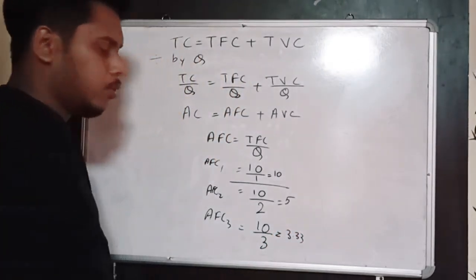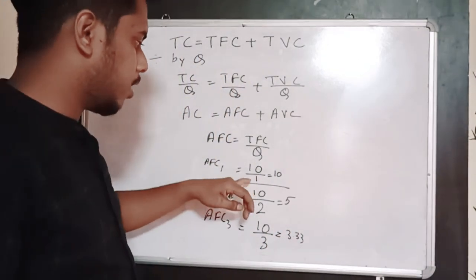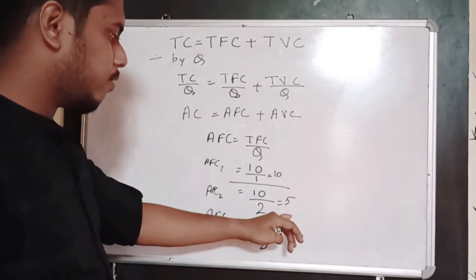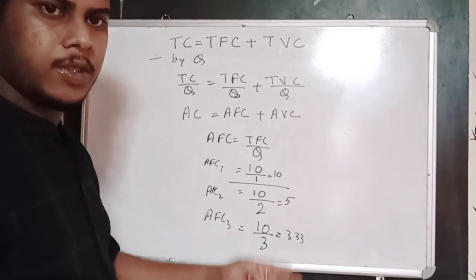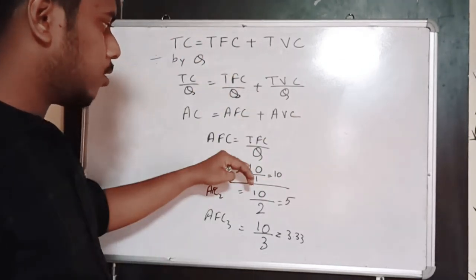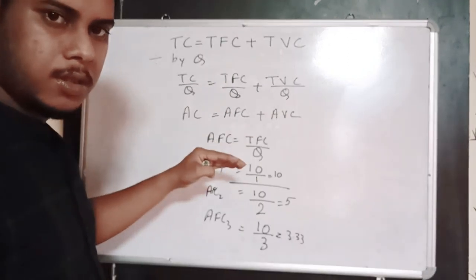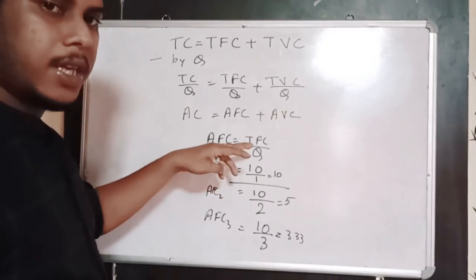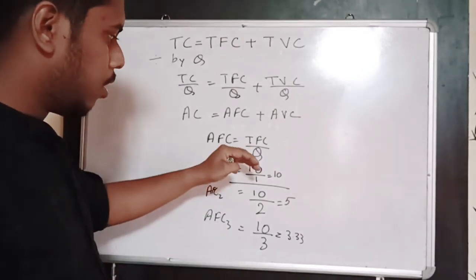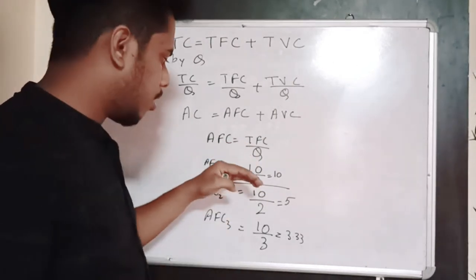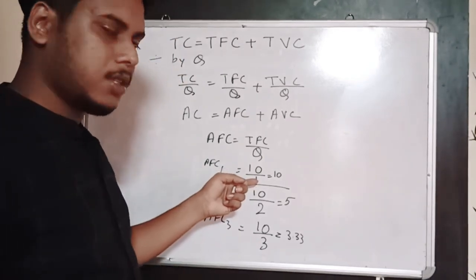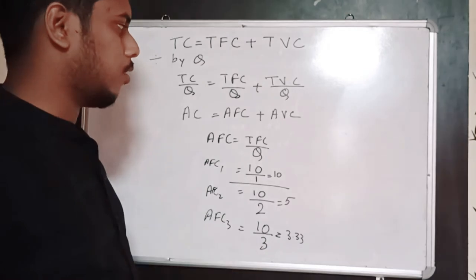So what do we see? As we go on increasing the output, that is the denominator, our AFC value falls. It will go on falling as you go on increasing the output, because the numerator remains constant. The numerator cannot change because the numerator is TFC. TFC does not change with output. So the numerator is constant, whereas the denominator goes on increasing. So due to this, our AFC value falls.